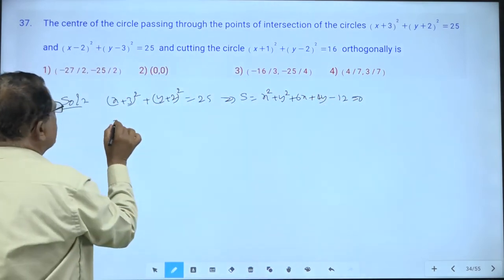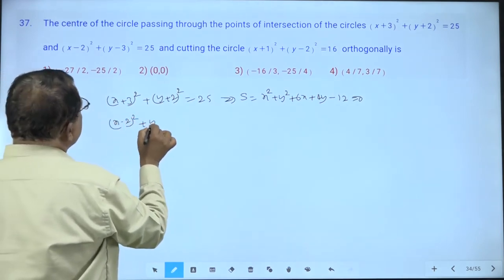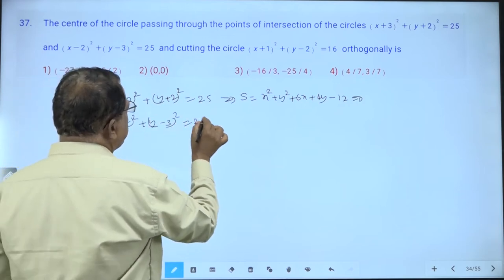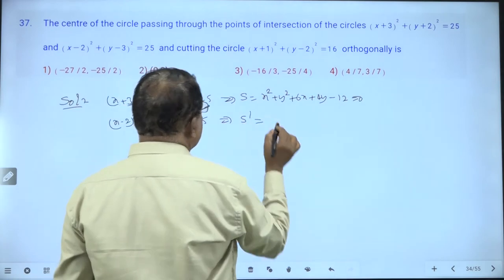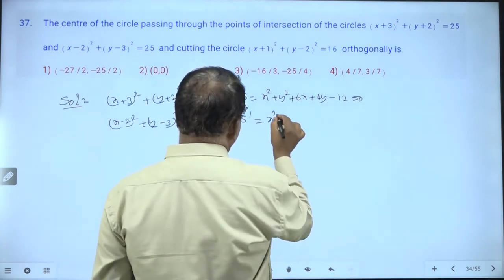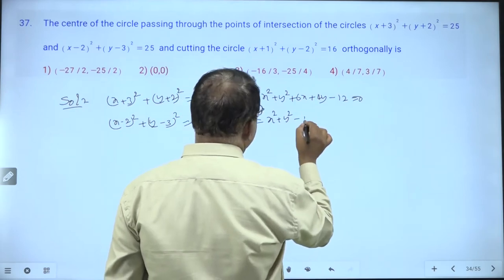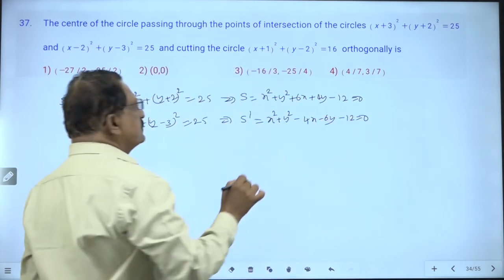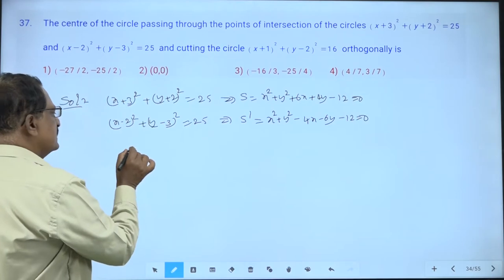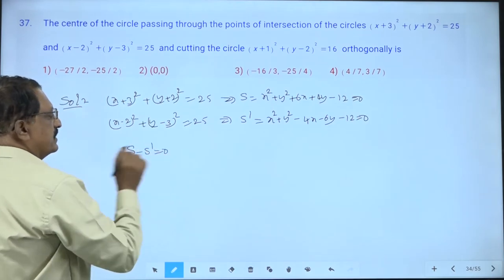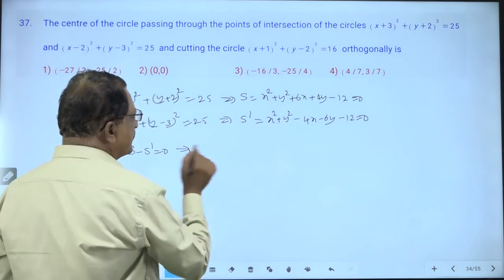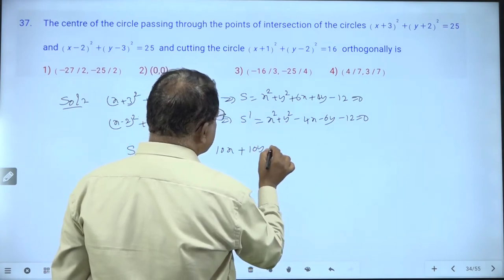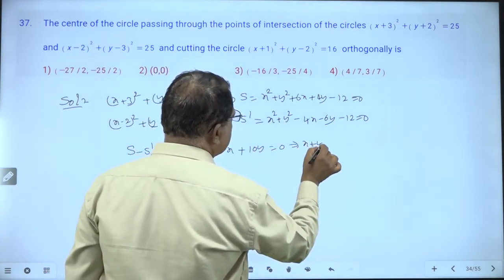Next, the second circle equation: (x-2)^2 + (y-3)^2 = 25. Now, for the second circle, S' equals, further simplifying, x^2 + y^2 - 4x - 6y - 12 = 0. First, to find the equation of the radical axis of the circles, S - S' = 0, or the common chord. Subtracting the second circle from the first, we get 10x + 10y = 0, which implies x + y = 0.